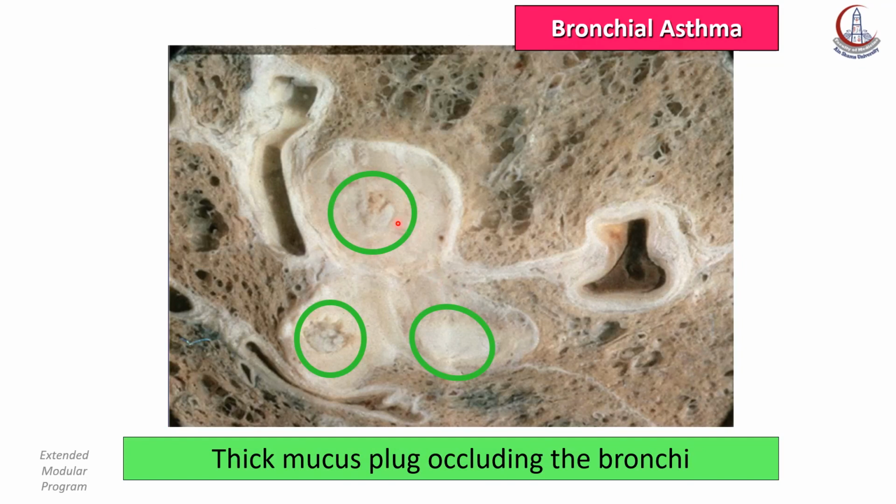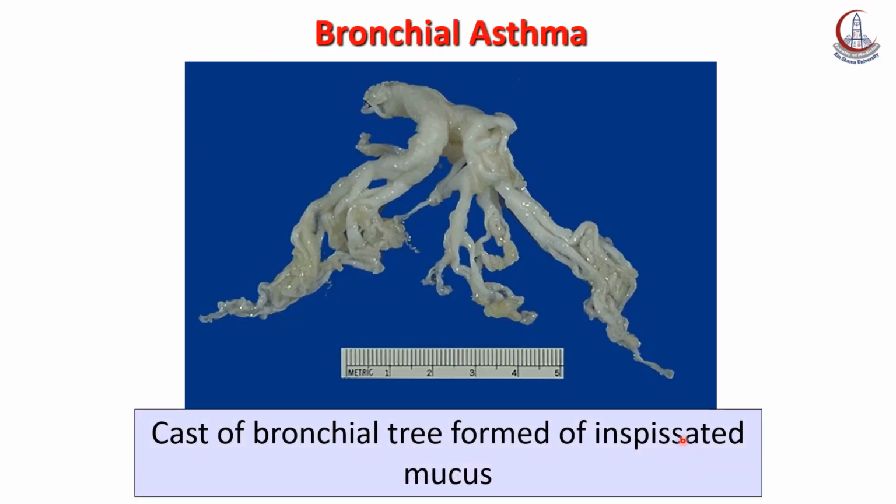This is a gross picture of lung in case of bronchial asthma. These are the bronchi and bronchioles filled with mucus plug. This is a cast of the bronchial tree formed of inspissated mucus.